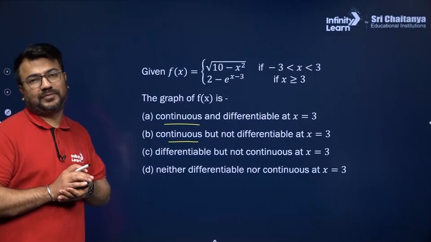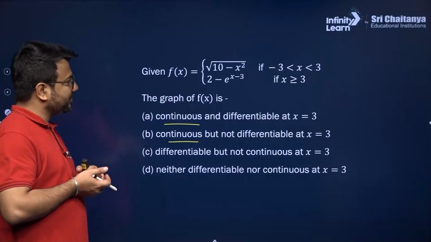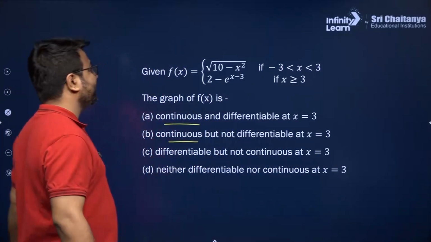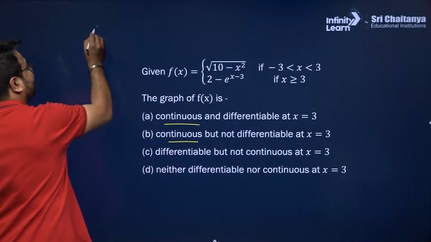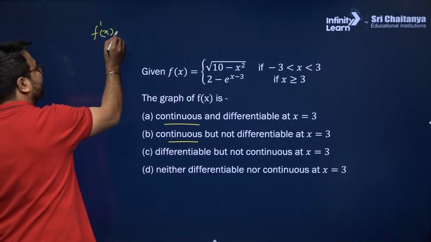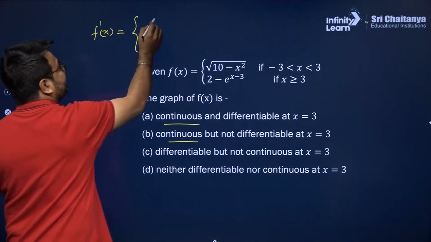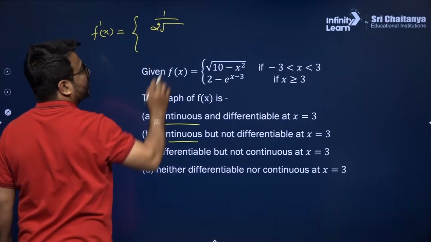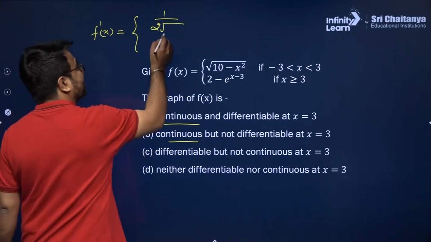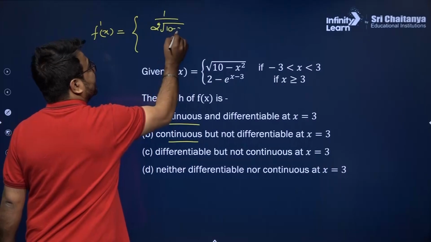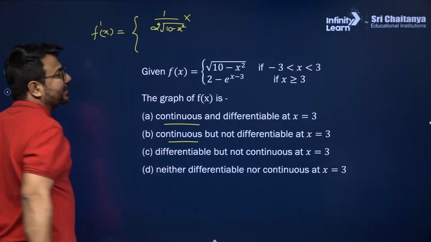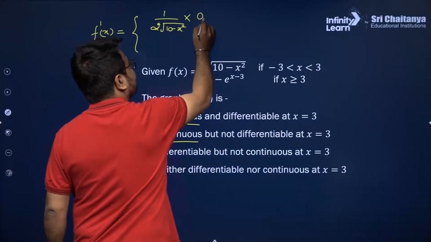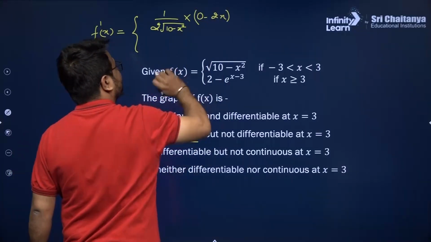Now we need to check for differentiability. There are two types of derivative involved over here. One is the left hand derivative, the other is the right hand derivative. Now let us find the value of f dash first of all. It will be equal to 1 upon 2 root 10 minus x square, the differentiation of the root, multiplied by the differentiation of 10 minus x square. Differentiation of 10 will be 0 and differentiation of x square will be 2x. I hope this is clear to you.